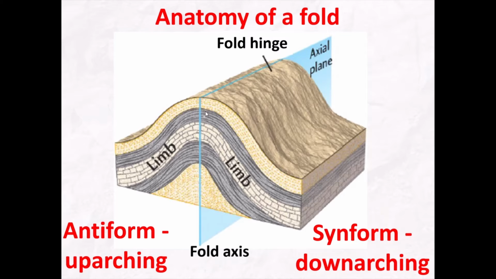If the limbs point upwards like they do in this picture, then the structure that we're dealing with is an antiform. An antiform, you can think of it as making an A shape, like a capital A. It kind of peaks like this. Whereas if we had the situation where the limbs were dipping towards each other, then we'd have something called a synform, or a down-arching fold.